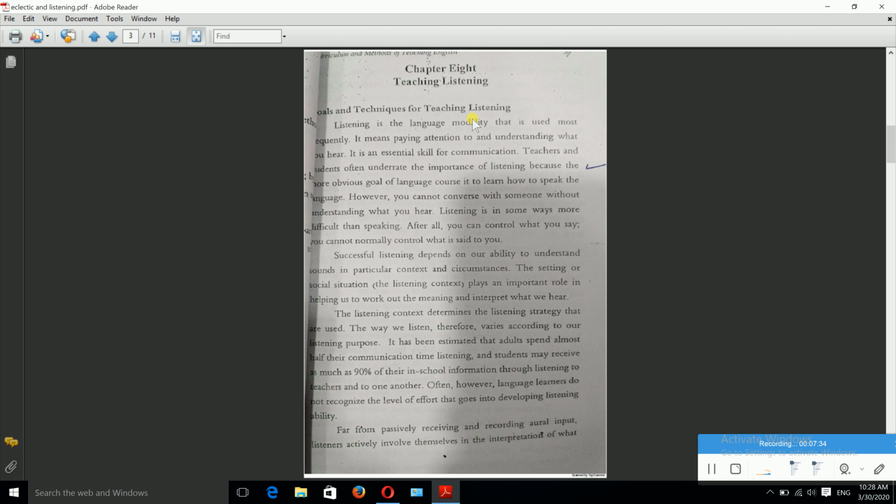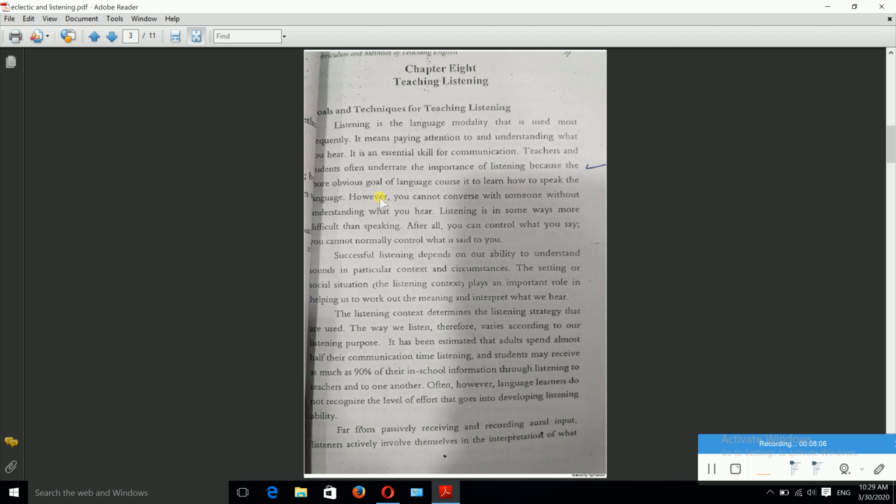Teachers and students often underrate the importance of listening because the more obvious goal of a language course is to learn how to speak the language. Yes, we must take the skill of listening into consideration because it's very important. We cannot underrate the importance of listening, because most curricula, dear students, focus on speaking.